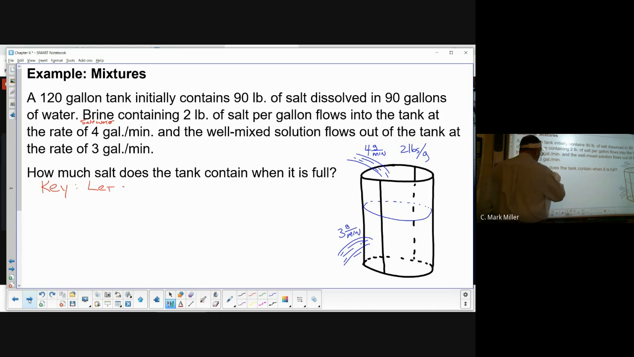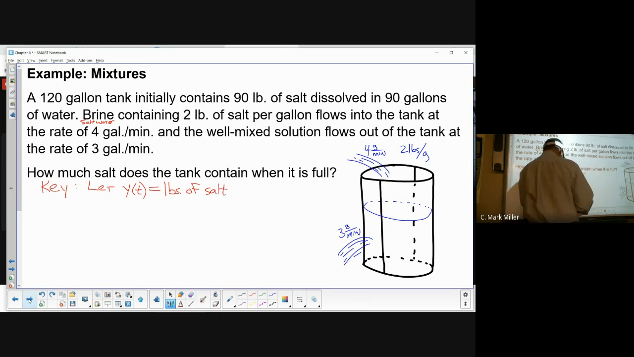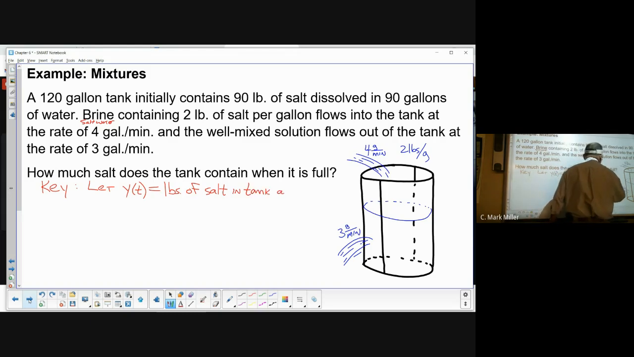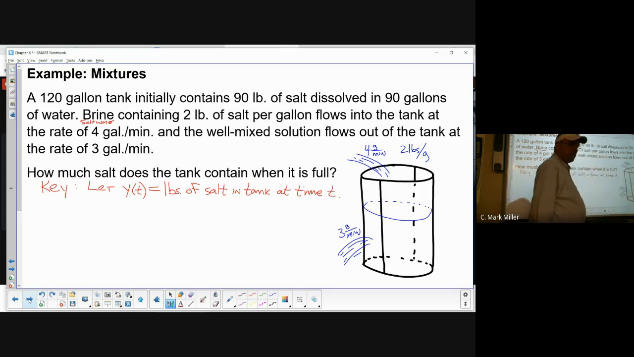Your two variables are going to be y, or some variable, pick it, and t for time. So you're going to let y of t be the pounds of salt in the tank at time t. Not the gallons, how much salt? Salt. All right.